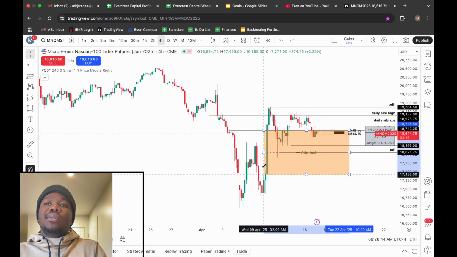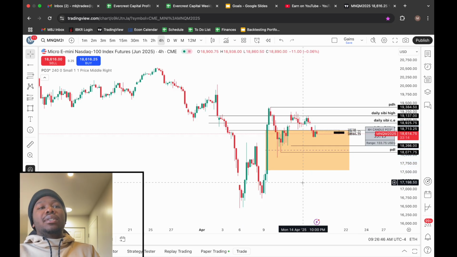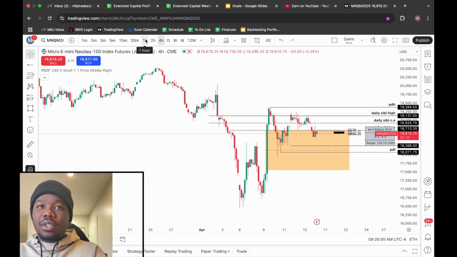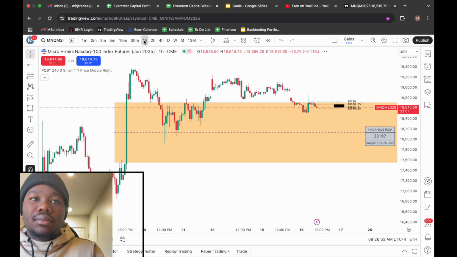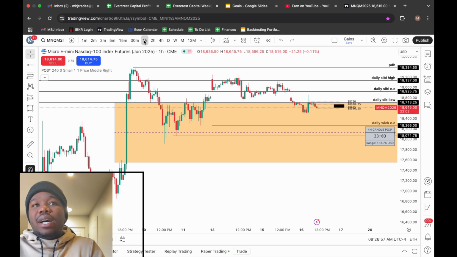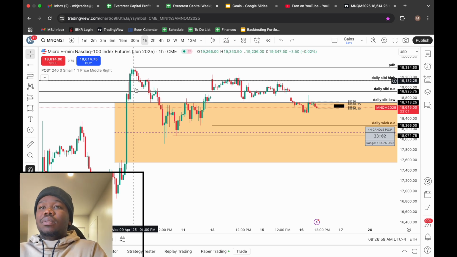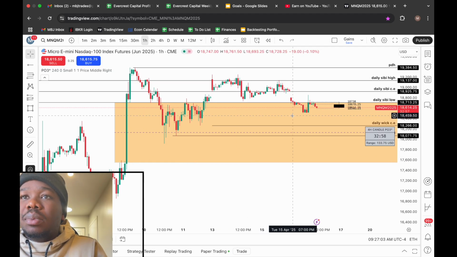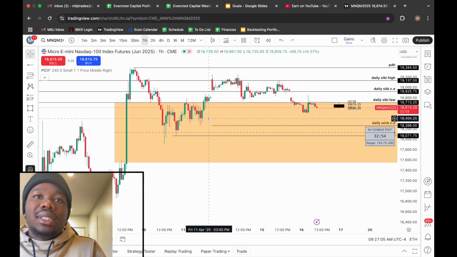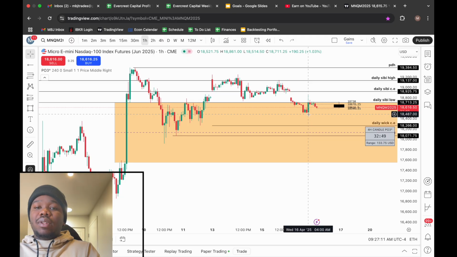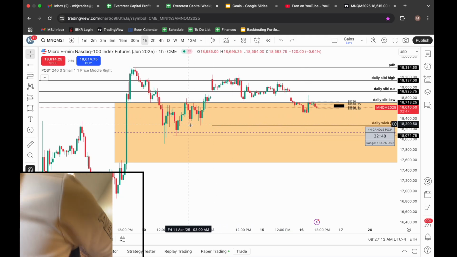Then I go down to the 1 hour to see if there's anything I'm missing, anything that could be used. Not really. I also like to identify different buy side and sell side liquidity levels. This would be some sell side, an area of sell side, especially in confluence with the daily wicks and stuff like that. Give me a sec, guys.